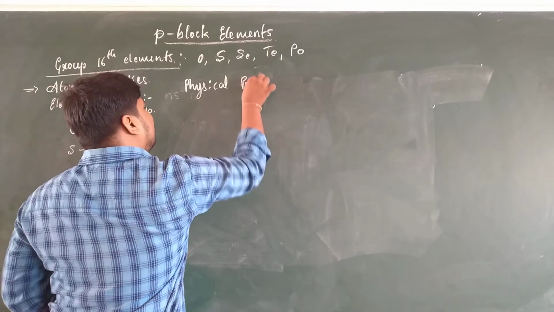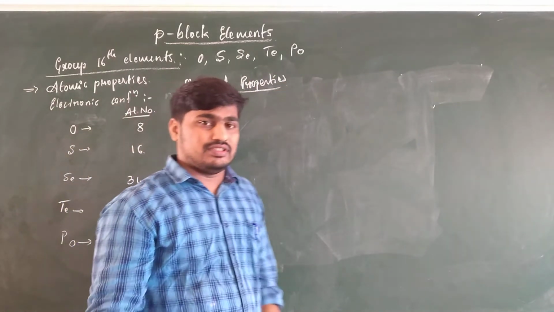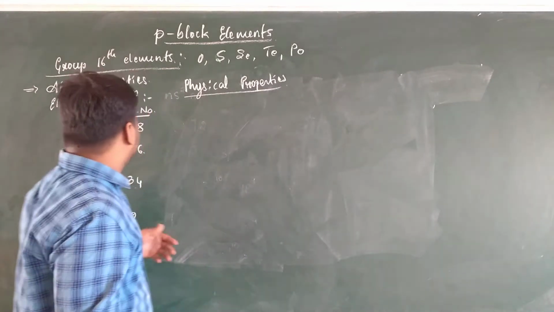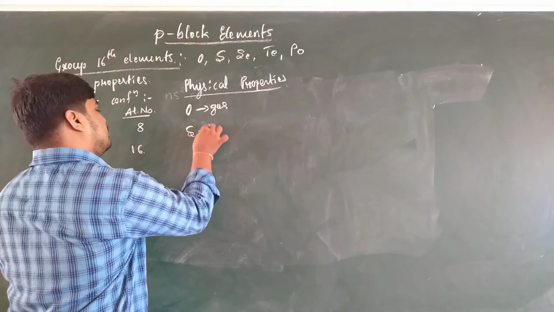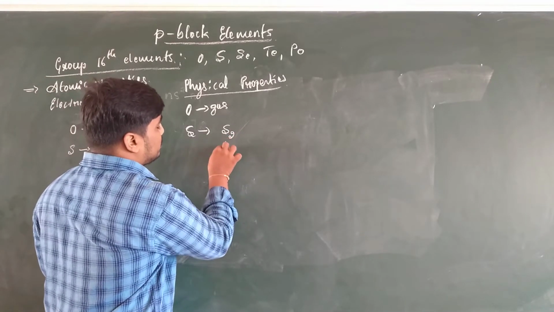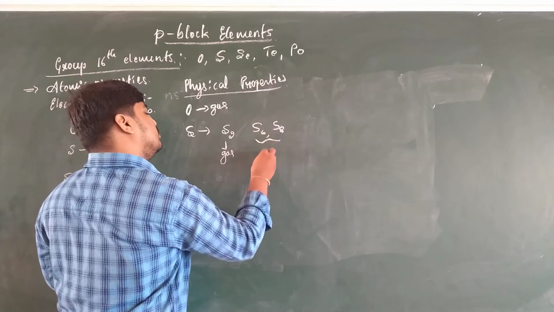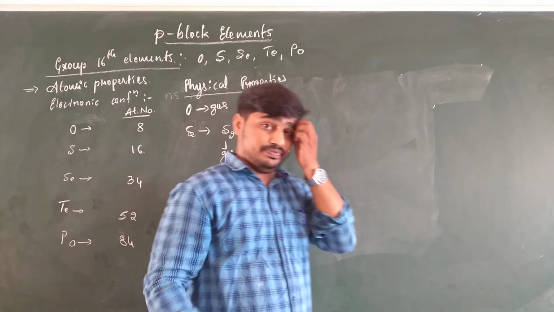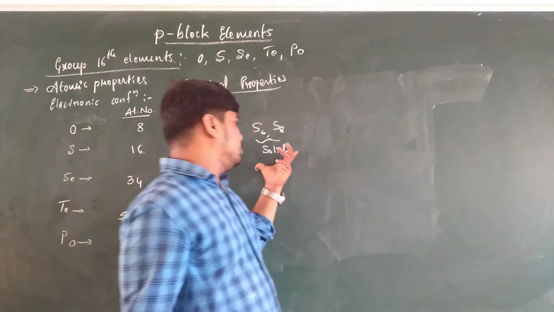Under the physical properties are states, metallic property, solubility and so on. When you observe the states of these elements, oxygen exists in the gaseous state. Sulfur exists in solid as well as gaseous state. S2 is the gaseous state of sulfur. S6 and S8 are the solid states. Except oxygen, the other elements exist in the solid state.